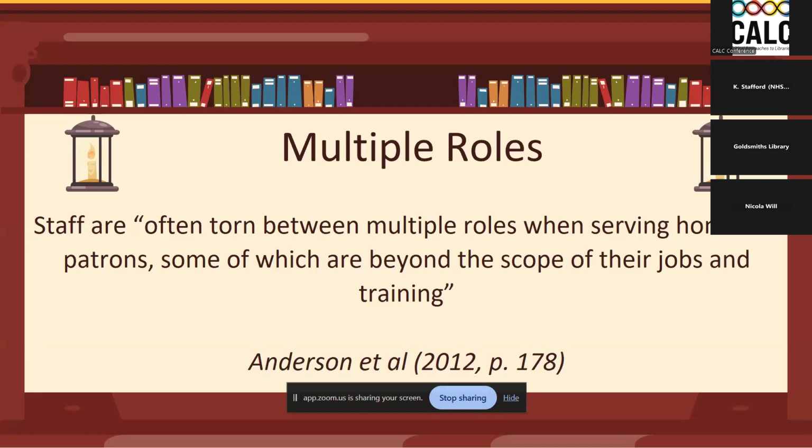The literature on this subject recognises the fact that staff are often torn between multiple roles when serving homeless patrons, some of which are beyond the scope of their jobs and their training. And that's from Anderson and colleagues in 2012. And those of us who have been in the role for a long time and seen the gradual collapse of social security in our communities might feel that the author Wong is correct when he says that library workers want to accommodate the homeless, but feel that services for part of the homeless are not part of their job. They're not paid for it, right?